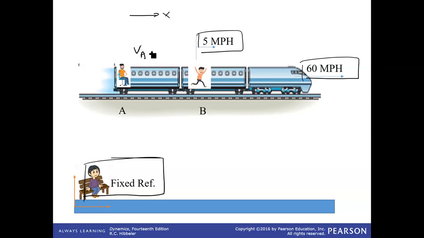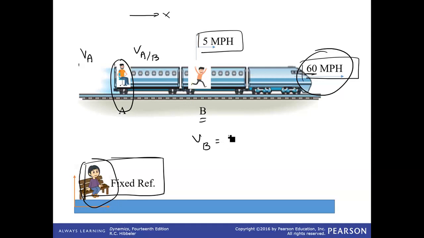We can write this as velocity of B relative to A. Now the person at the platform sees the velocity of A as 60 miles per hour, because A does not have any motion relative to the train. So the velocity of this person is the same as the velocity of the train, which is VA. That means the velocity of B observed by the fixed reference point can be written as velocity of B equals velocity of A plus velocity of B. Sorry, this should be velocity of B relative to A, because B is this person.